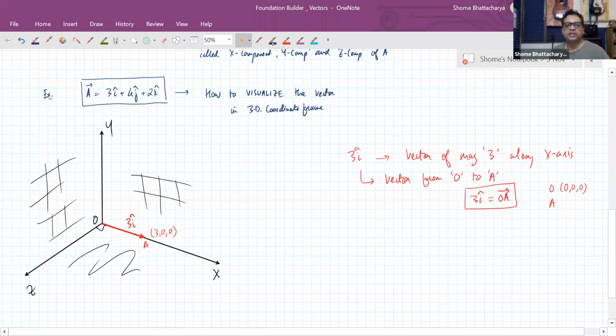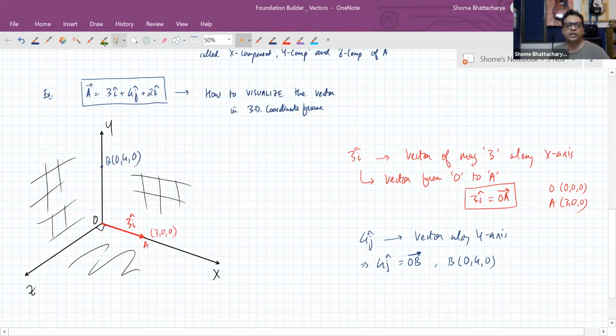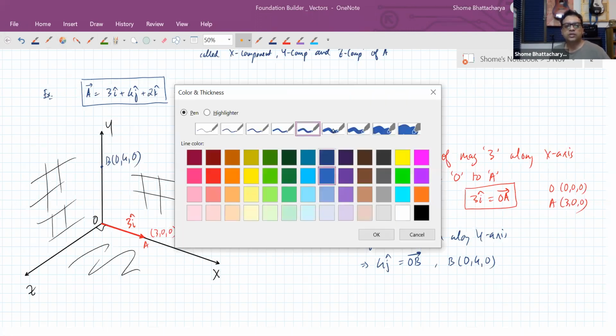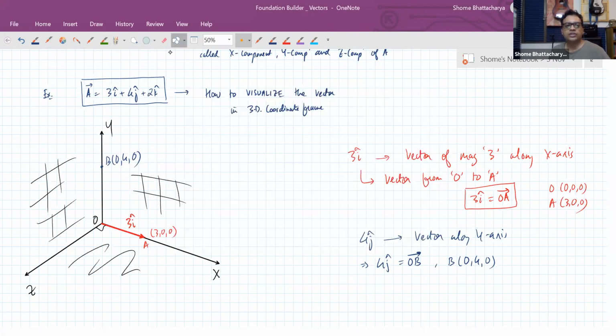Now likewise you can understand what the vector 4 j cap is. It is a vector along the y-axis, or you could say that 4 j cap is like a vector OB, where the point B is 0, comma 4, comma 0. So if you take a point on the y-axis over here, with x coordinate 0, y coordinate 4 and z coordinate 0, then you could easily say that the vector 4 j cap is nothing but the vector joining the origin with this point.